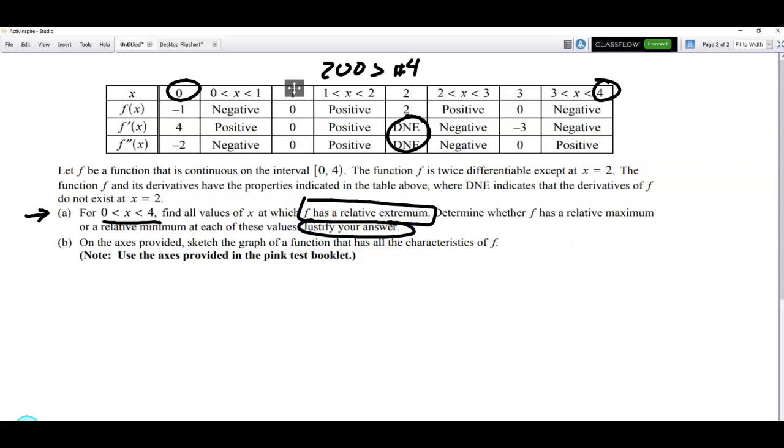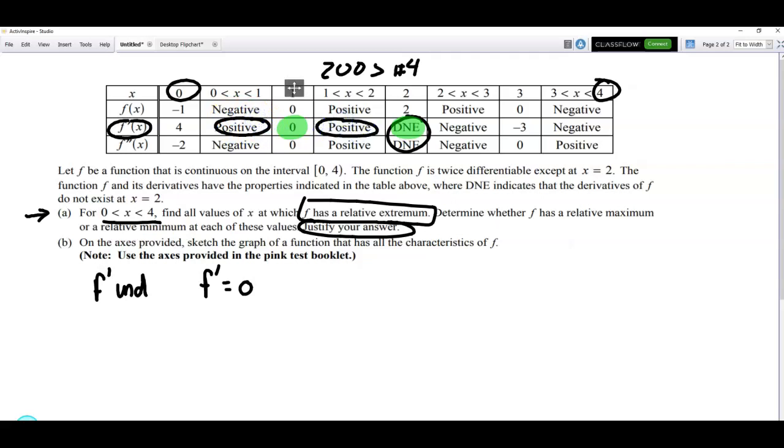Now, there's two ways that you could identify relative extrema. One way is with the first derivative test. Another way is with the second derivative test. I think I'm going to go ahead and go with the first derivative test. So the first thing we're going to do is look for where f prime is undefined and where f prime is equal to 0. So we're going to look at our f prime row, and I see a couple of places here where f prime is 0 or undefined. Now, once we find those places, we look to the left and right of each one.